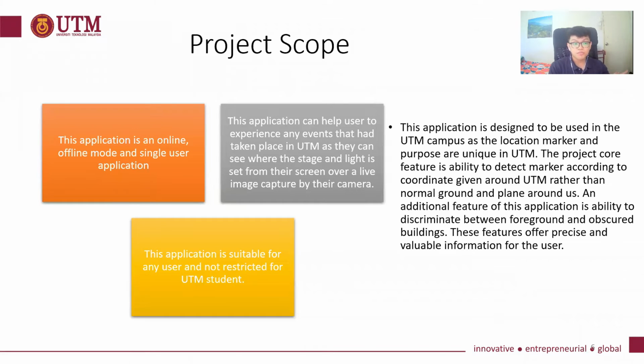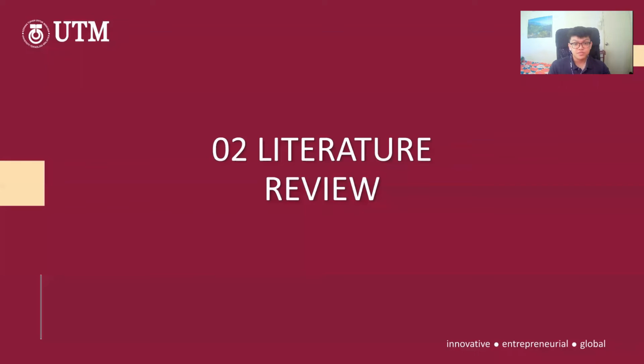So the project scope. This application is designed to be used in the UTM campus as the location markers and purposes are unique to UTM. The project's core feature is the ability to detect markers according to coordinates given around UTM rather than the normal ground and plane around us. An additional feature of this application is the ability to discriminate between foreground and obscured buildings. This feature offers precise and valuable information for the user.